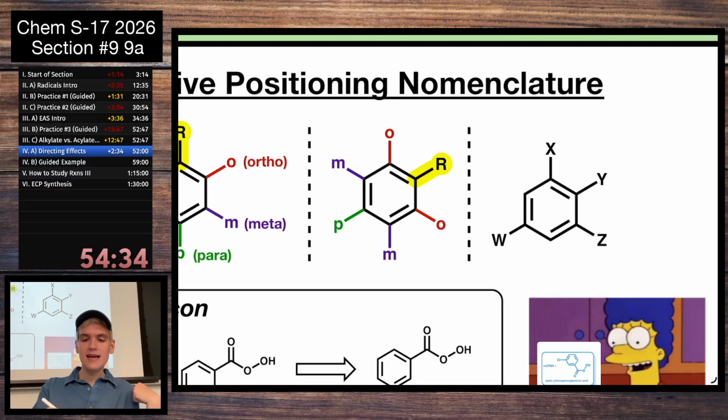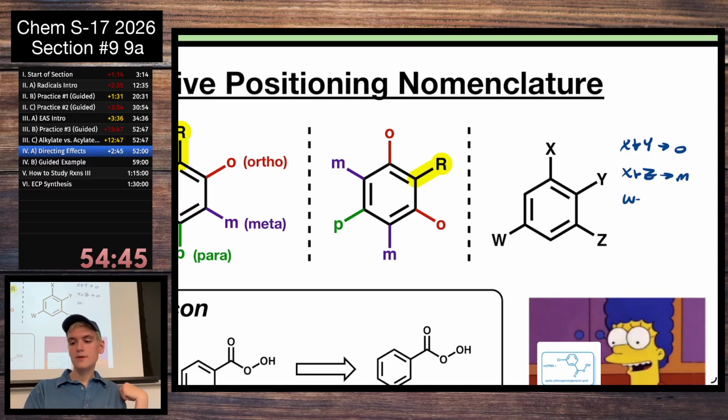So what's the relationship between X and Y? Ortho, meta, or para? Yeah, what about X and Z? Meta. What about W and Y? Para. What about W and Z?